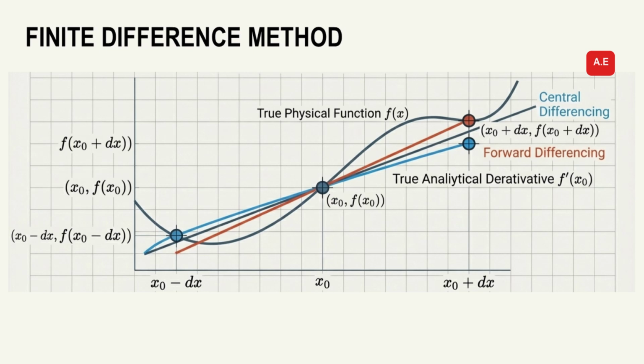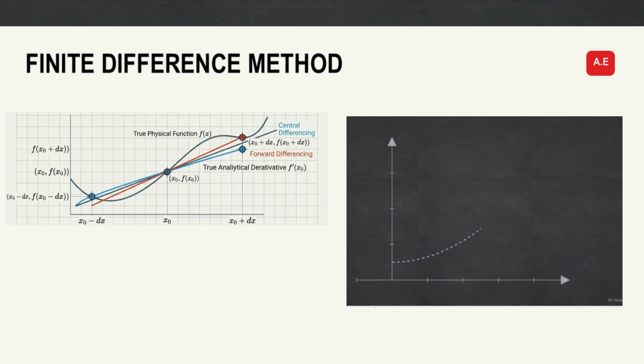Look at this two-dimensional coordinate plane. We have a dashed curve representing a true physical function, but our computer only knows the exact values at 3 disconnected data points, f1, f2, and f3. How do we calculate a derivative, the slope of the curve, when the continuous line is missing? The simplest estimate uses basic algebra. We calculate the slope by finding the rise over run between 2 adjacent points.